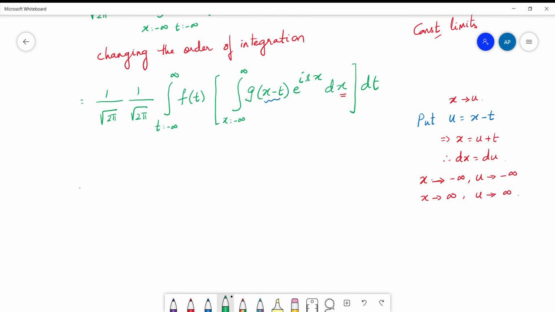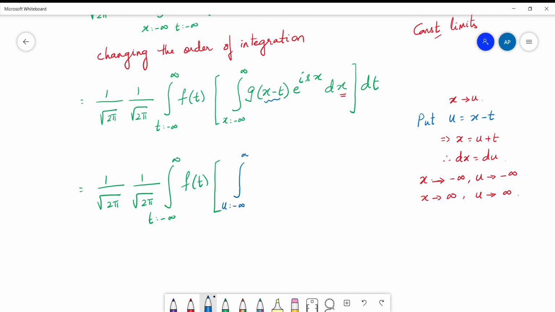Let's proceed further. So now let us apply that substitution in this inner integral, keeping the outer integral as it is. So t varying from minus infinity to plus infinity, f of t goes as it is. Now let us change the integral. Now the integral, what is happening? The u limits change from minus infinity to infinity. There is no separate limit change, so it continues to be the same.